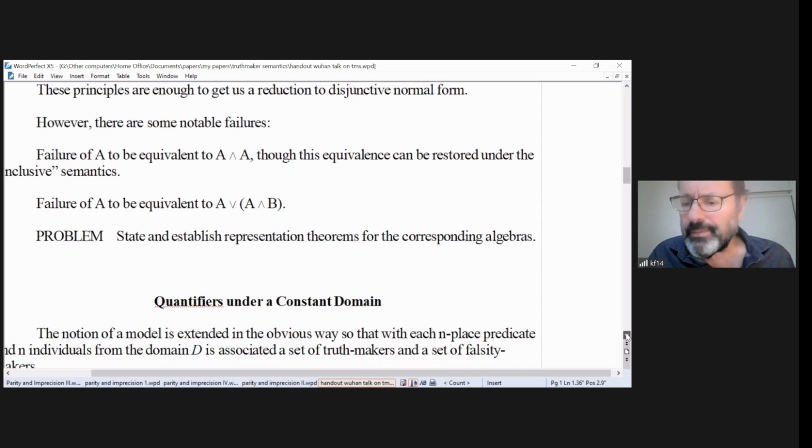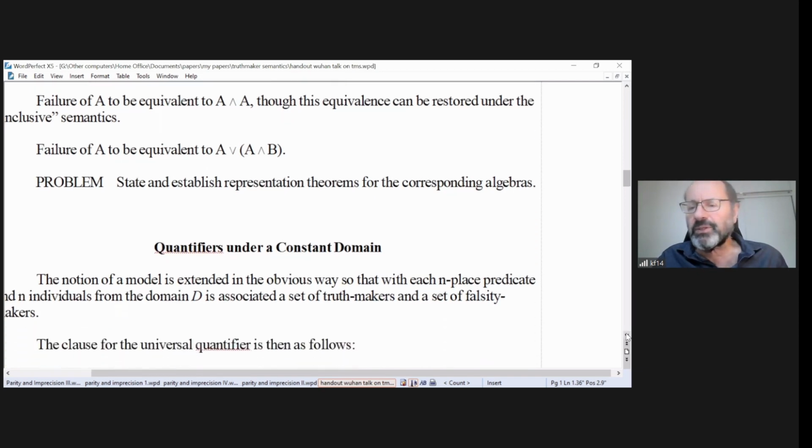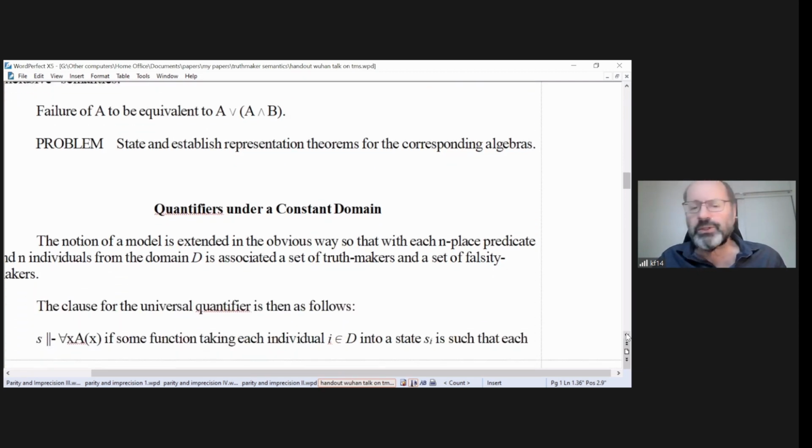All right. So what I want to go on to now is extending the semantics to the quantifier. Initially, I was going to talk about applications, and I'm happy to do that in the discussion, but this is something that I've currently been thinking about, and it turns out to be more problematic than I originally thought. It also raises issues of quite general interest.